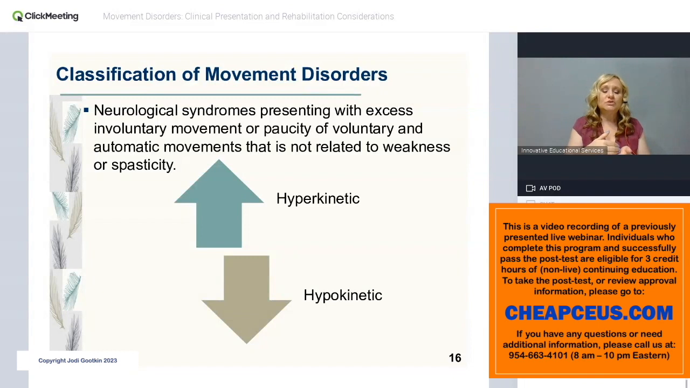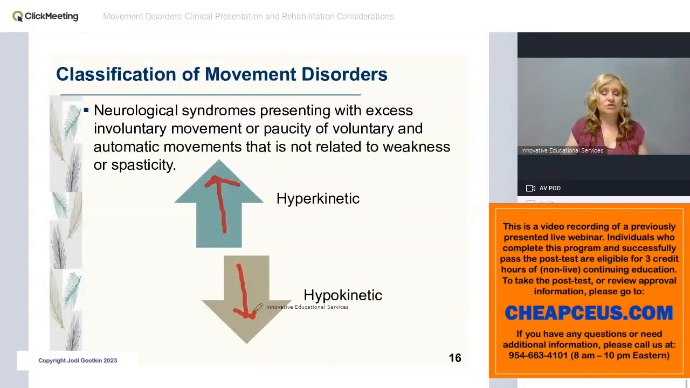So movement disorders have shifted away from an anatomical classification to more of a symptom classification. Because we're talking about the movement component, an individual is either going to present with a hyperkinetic movement disorder or a hypokinetic movement disorder. Hyperkinetic means that they're having an increase of involuntary movement. So at rest, there's extra movement, hyperkinesis.